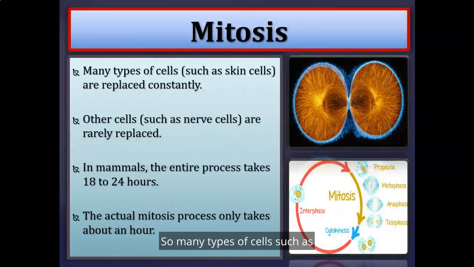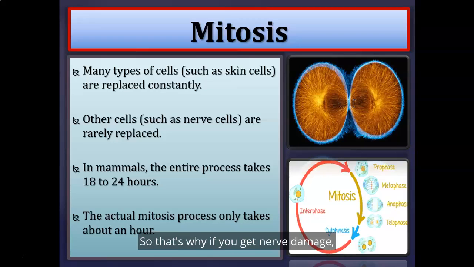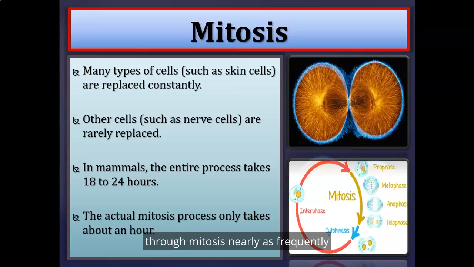All right, so many types of cells, such as your skin cells, are constantly replaced. Other cells, such as nerve cells, are rarely replaced. So that's why if you get nerve damage, it's so detrimental because those cells are not going through mitosis nearly as frequently as skin cells, for example.